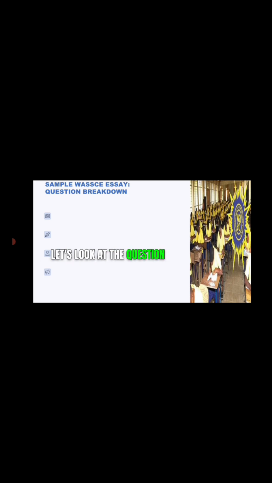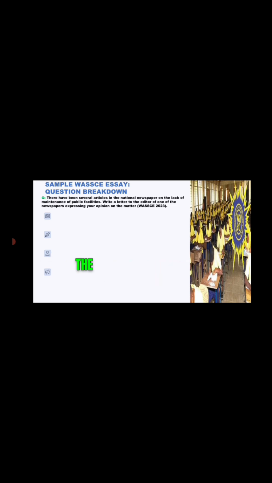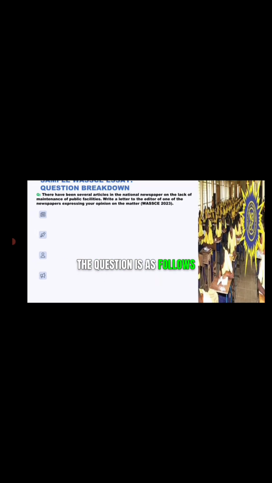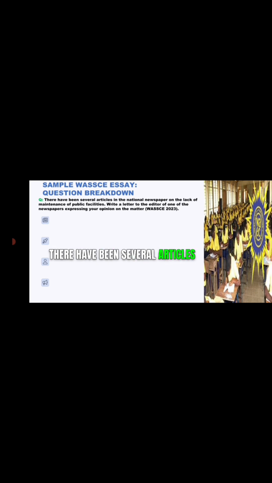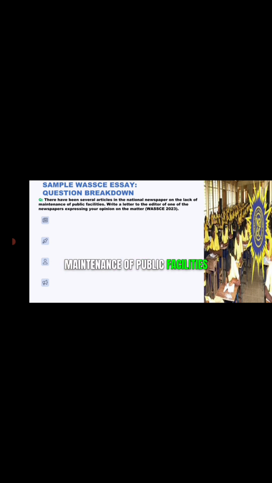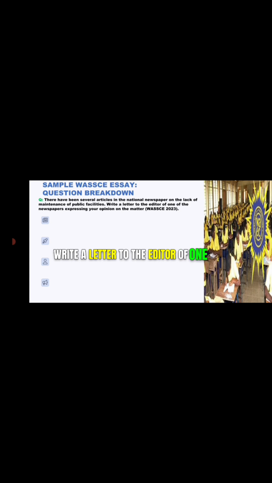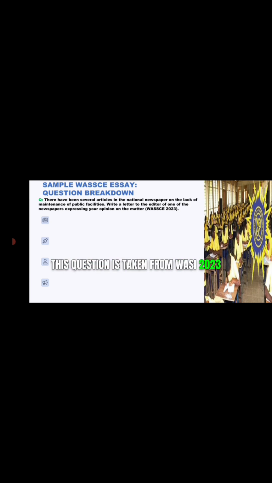Let's look at the question and then we break it down. The question is as follows. There have been several articles in the national newspaper on the lack of maintenance of public facilities. Write a letter to the editor of one of the newspapers expressing your opinion on the matter. This question is taken from WASSCE 2023.